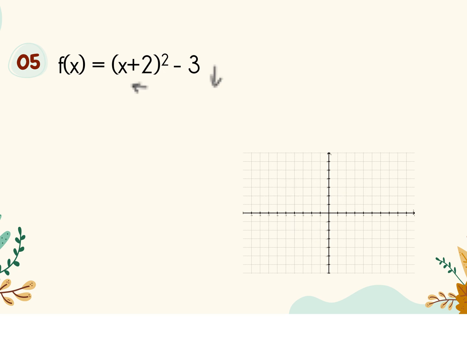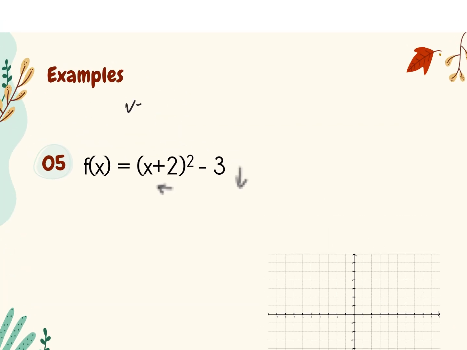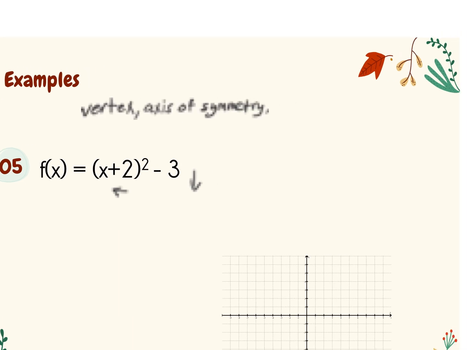I'm going to specifically ask, in this question, find the vertex, axis of symmetry, and I'll throw in one extra point, the y-intercept.